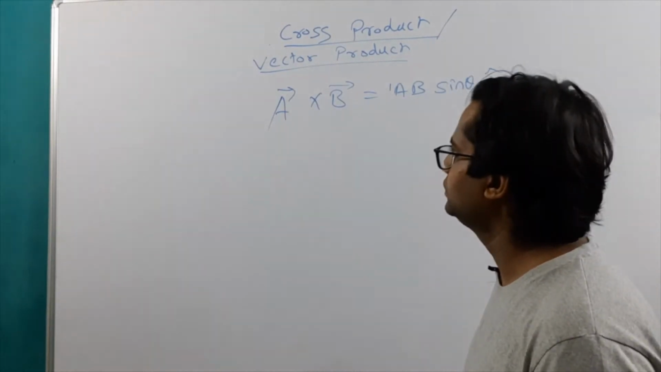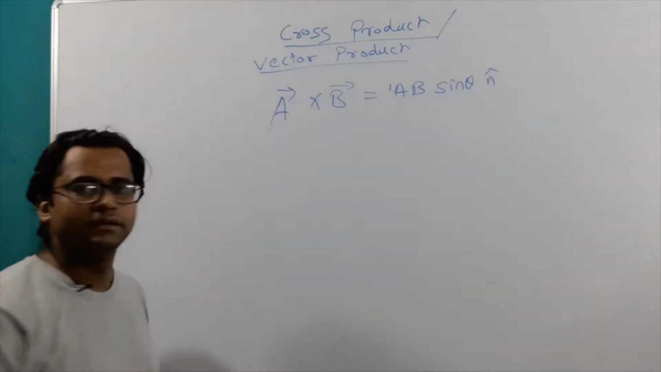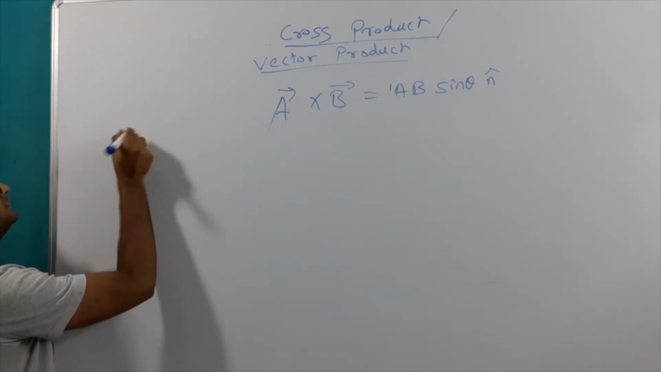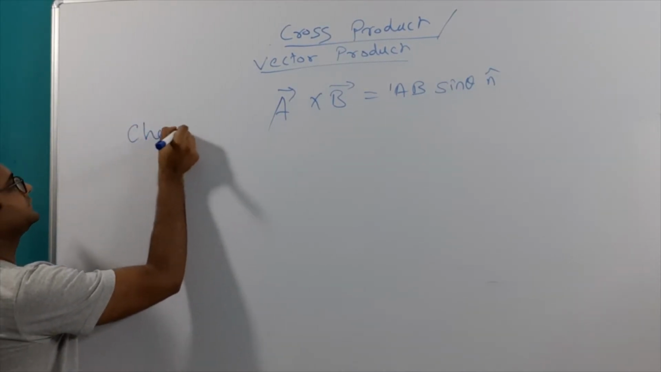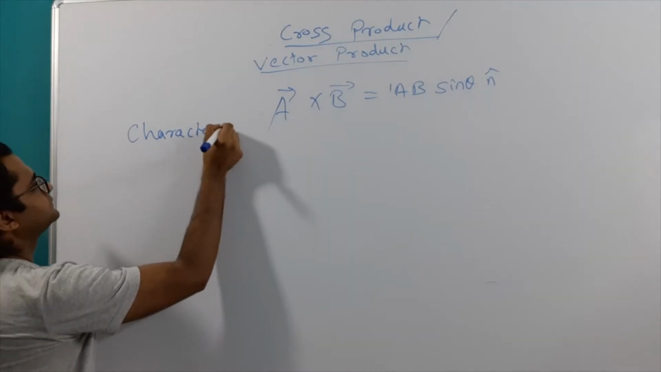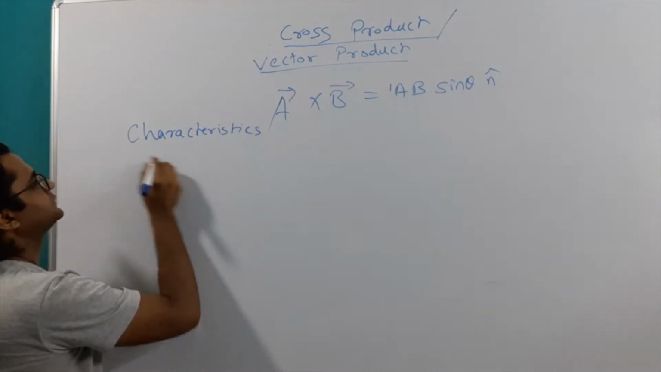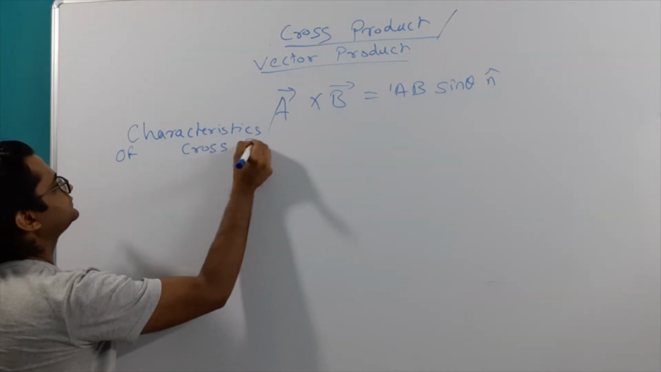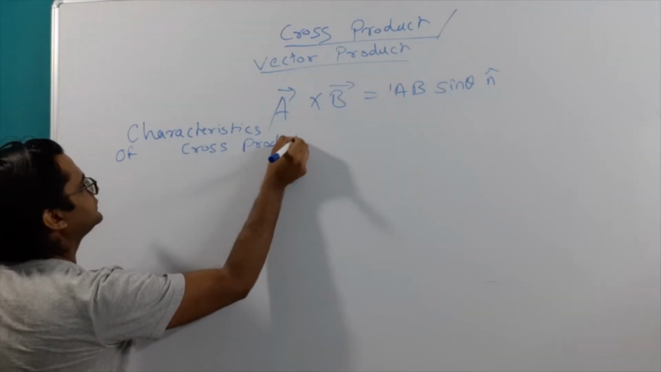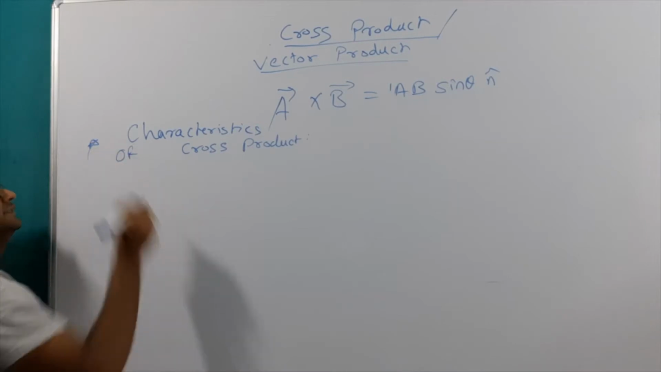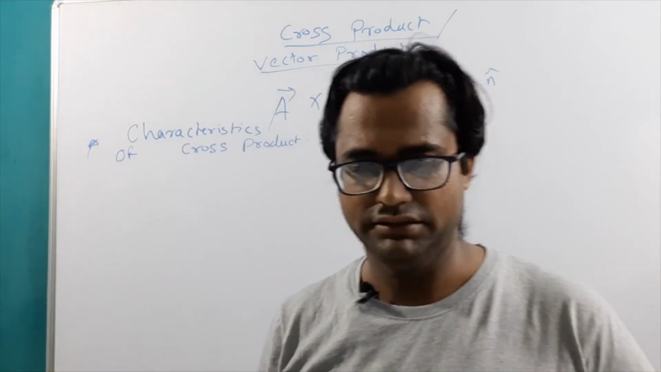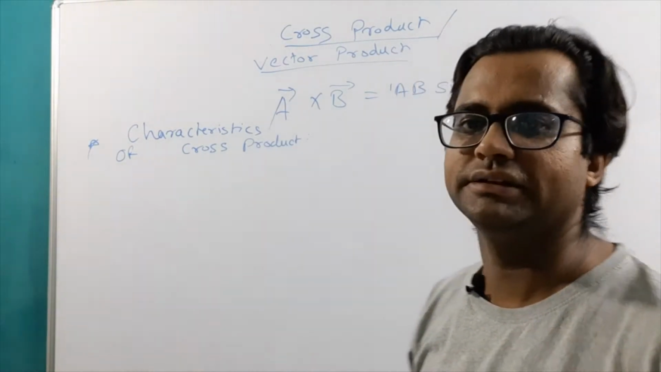Now let us work out the characteristics. Let us take the first property. We'll write the characteristics of cross product. In our exams this question is generally asked for 3 marks or 4 marks, so you have to write all the characteristics in your exams.